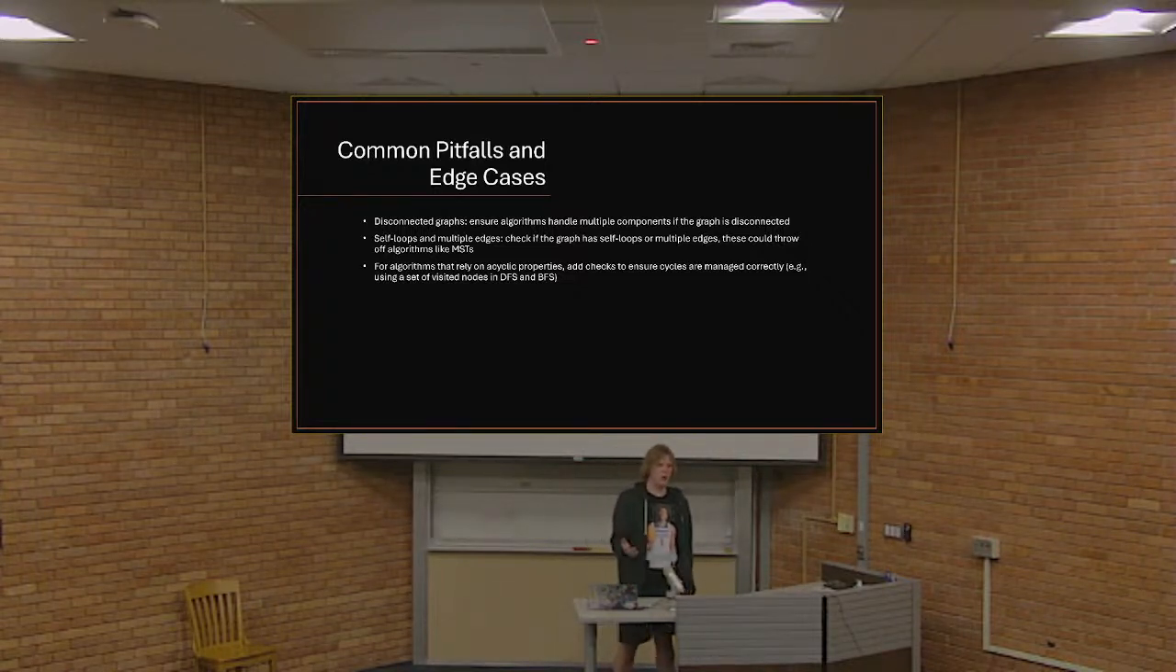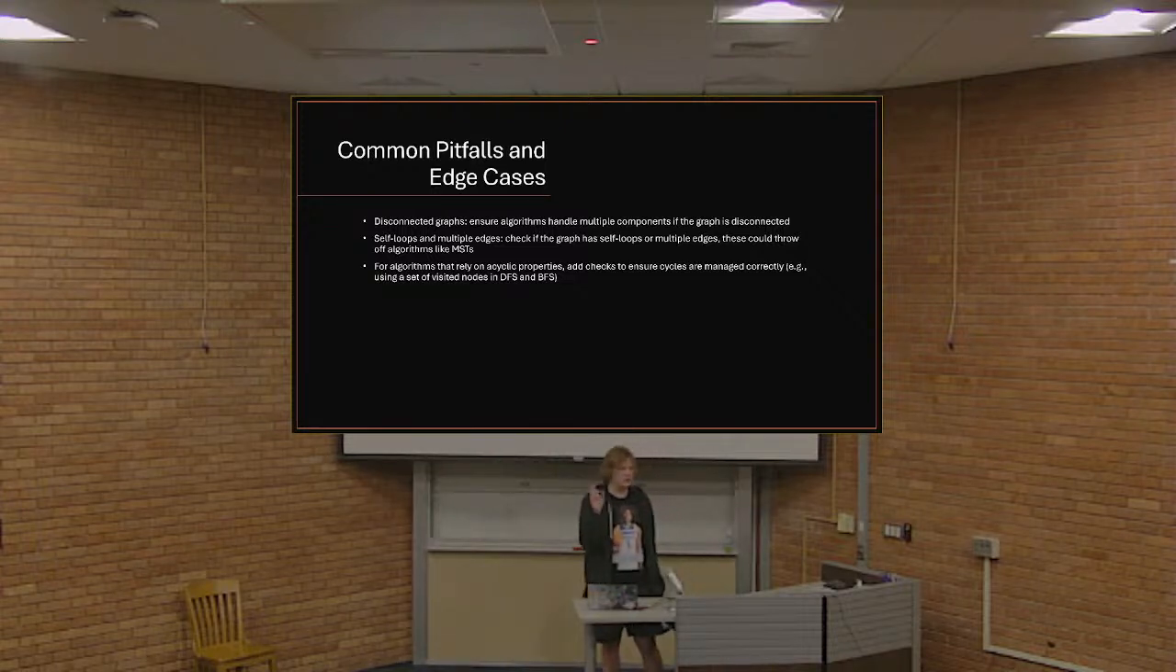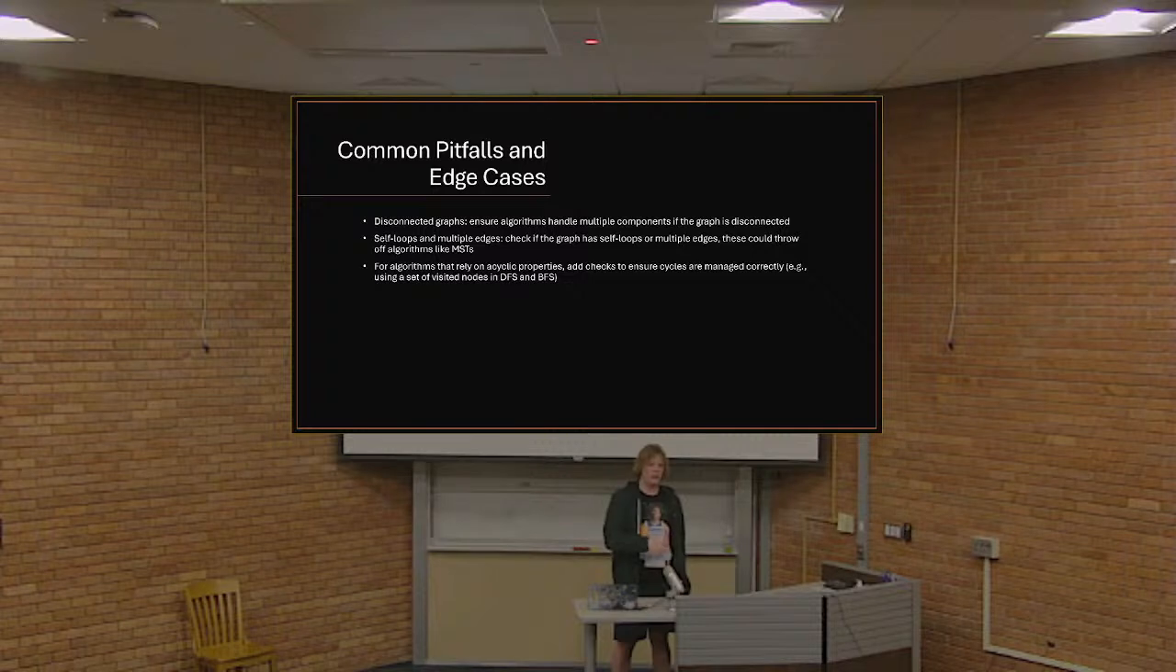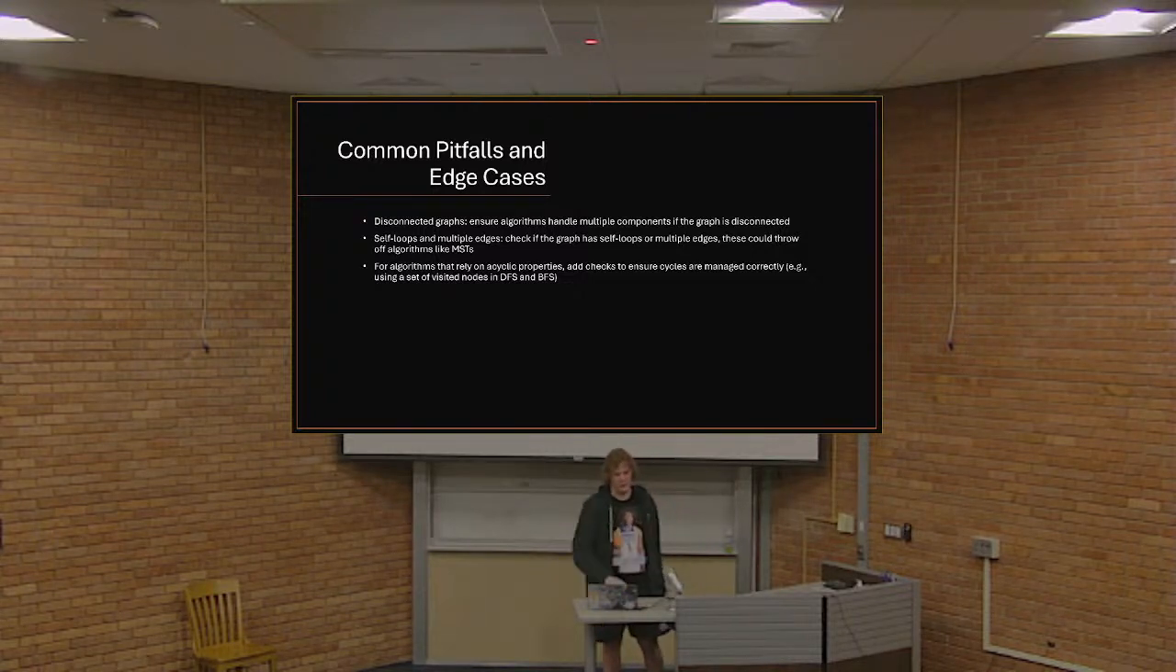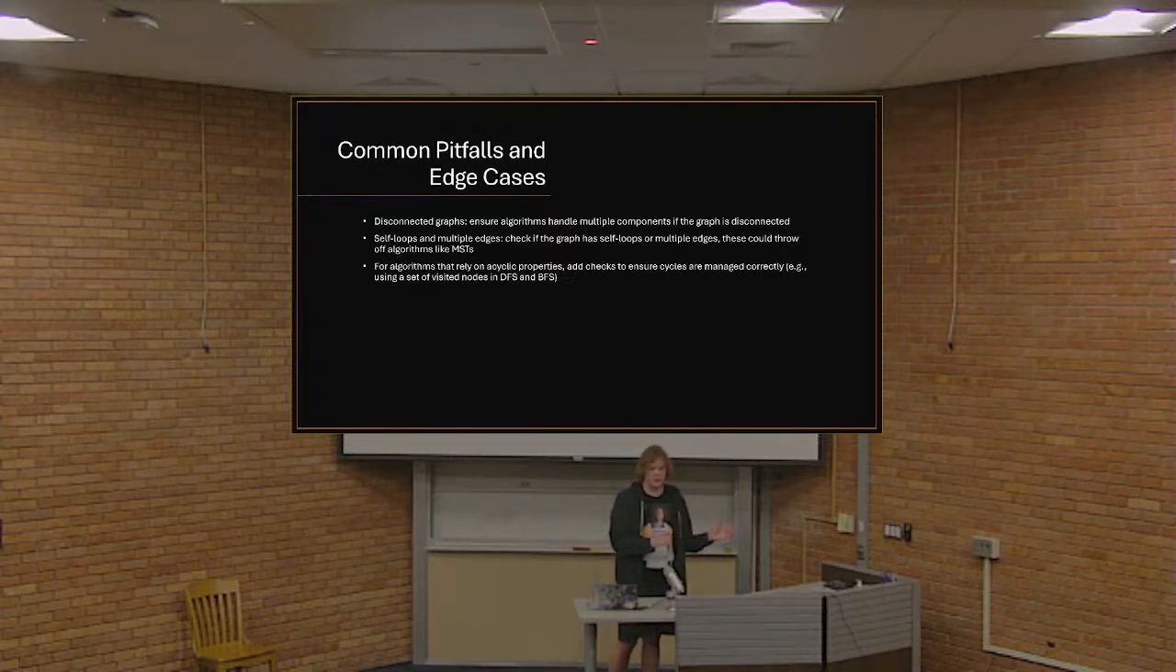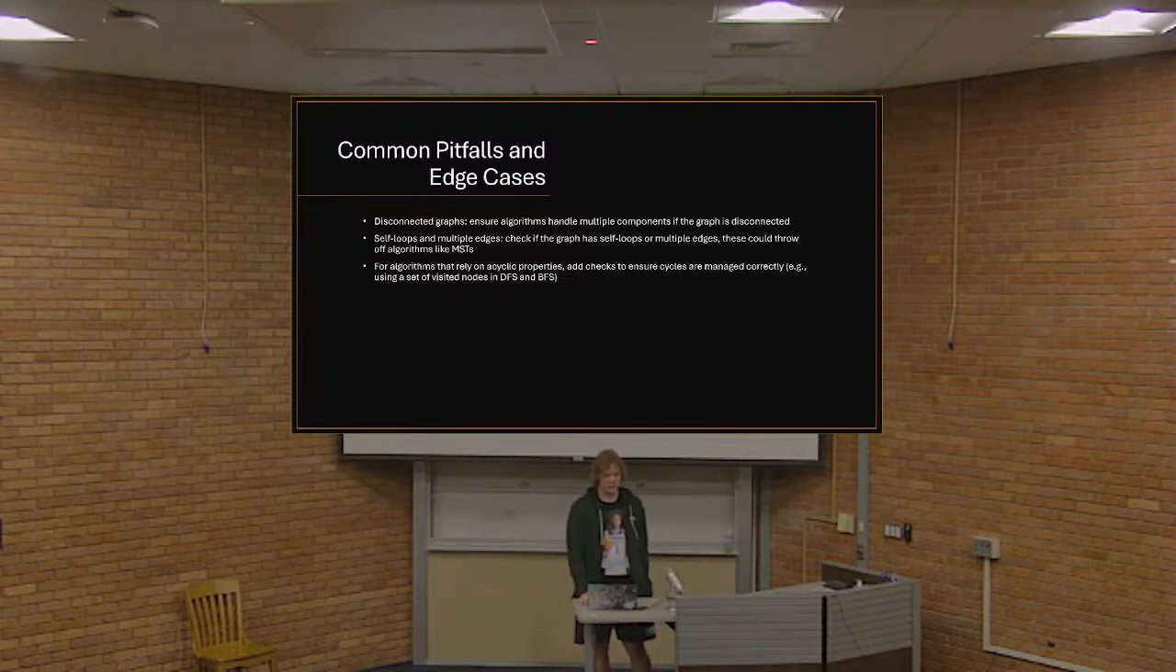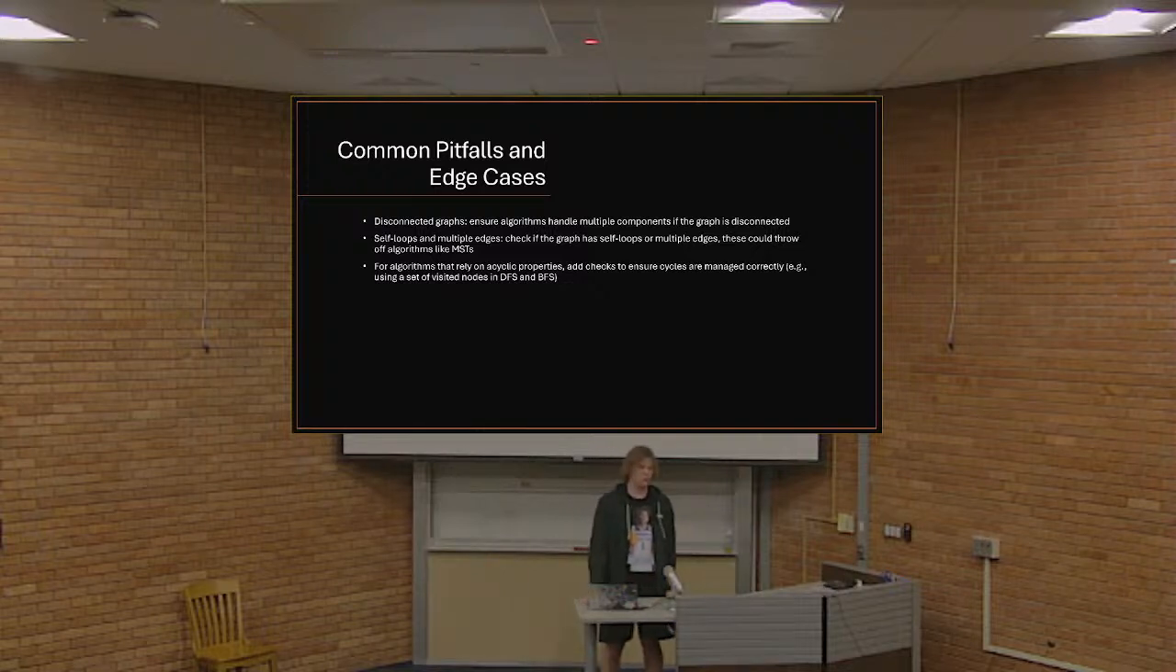This could throw off something like Prim's, because that self loop might be the lowest next weight, and it'll choose that when in reality it doesn't need to because it already has that node. Then for algorithms that require acyclic graphs, meaning that there are no cycles, you'll have to add something like a visited list to check if you've already visited a certain node, because you don't want to keep going back, and that's just going to end up giving you an error or a recursion depth exceeded error.